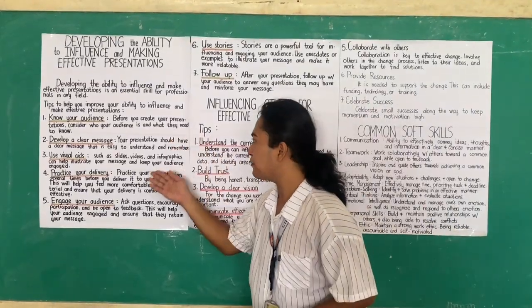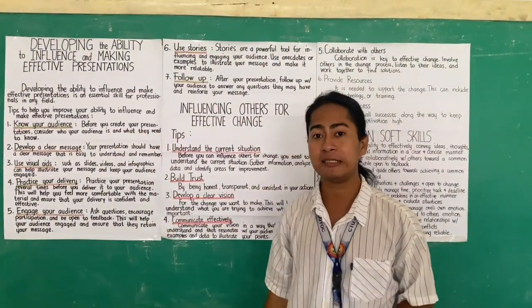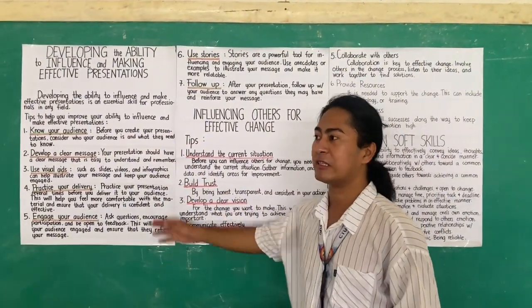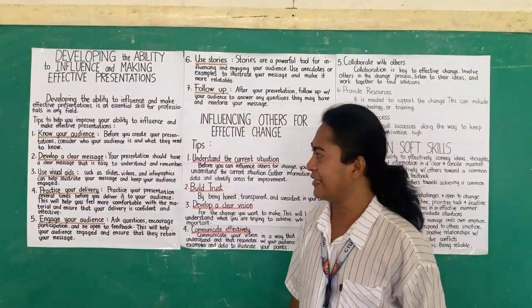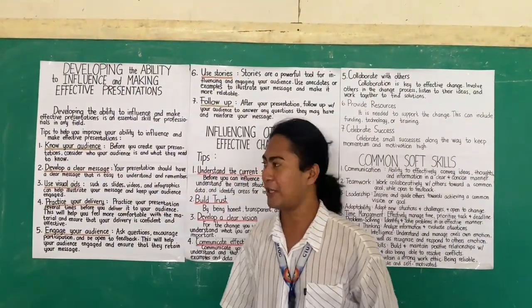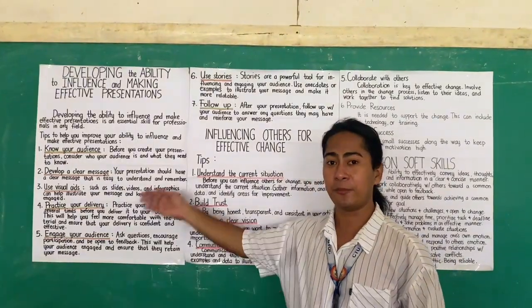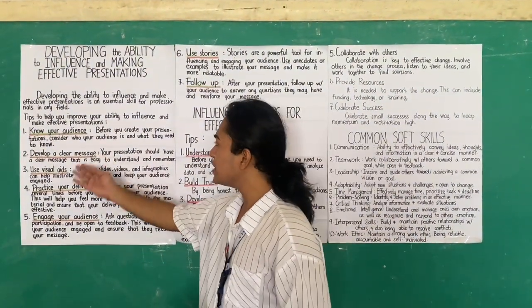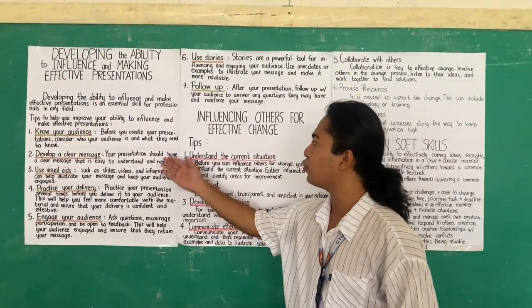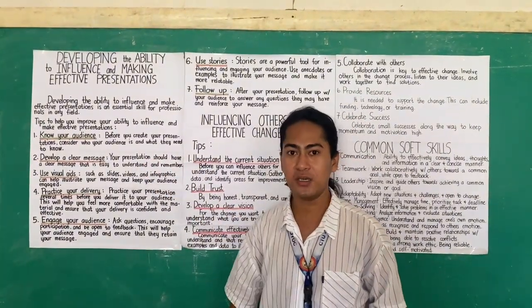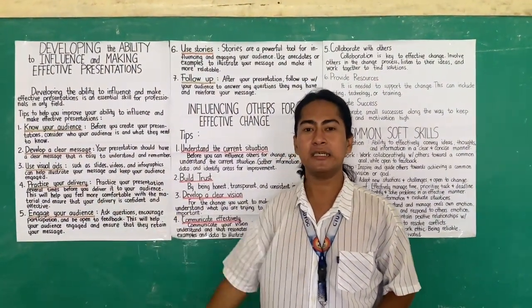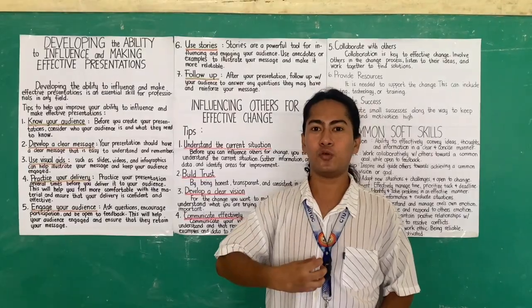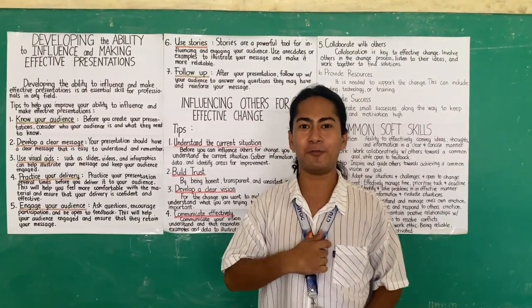These are the tips to help you improve your ability to influence and make effective presentations. The first one is know your audience. Before you create your presentation, consider who your audience is and what they need to know. So you should know what the audience needs in order to clarify your presentation.